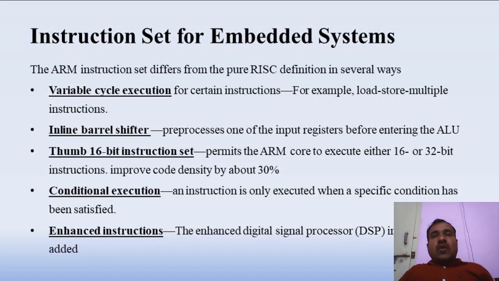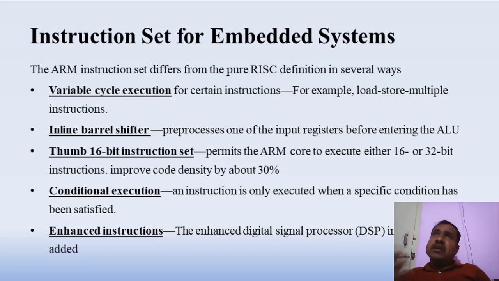The second quality of ARM that differs from RISC is that it has an inline barrel shifter. With this, ARM will pre-process one of the operands before it enters into the ALU. This specialty provides ARM some improvements in performance. It can multiply or divide some operands before it enters the ALU.